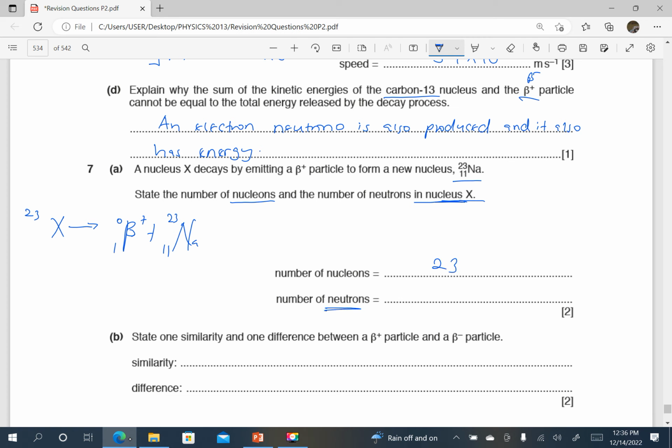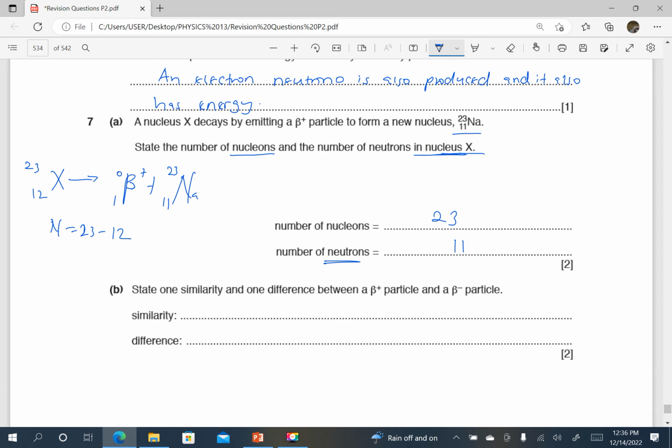This is number of neutrons, not protons. Balancing the proton number is going to be 12. So number of neutrons N is going to be 23 minus 12, which gives us 11. So number of neutrons is 11. It is not number of protons.